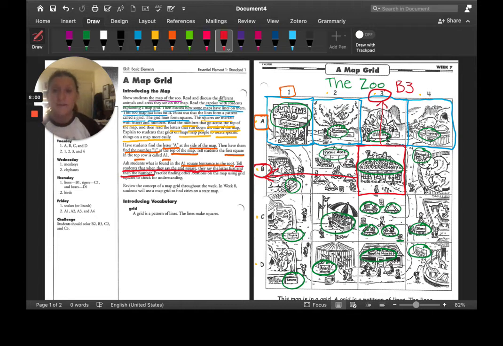All right, and then we're going to keep working on these map grids in the future. But to wrap up our lesson, let's go through our one vocab word, which is the word grid. And so again, to review, a grid is a pattern of lines, and these lines make up the squares of the grid. All right, and that concludes our social studies lesson for today.